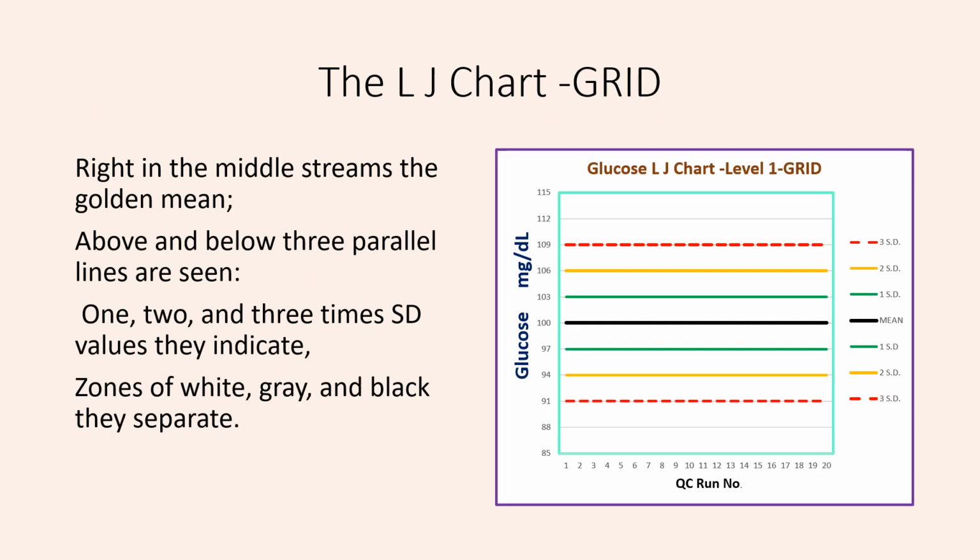Right in the middle streams the golden mean. Above and below, three parallel lines are seen. 1, 2 and 3 times the SD values they indicate. Zones of white, grey and black they separate.